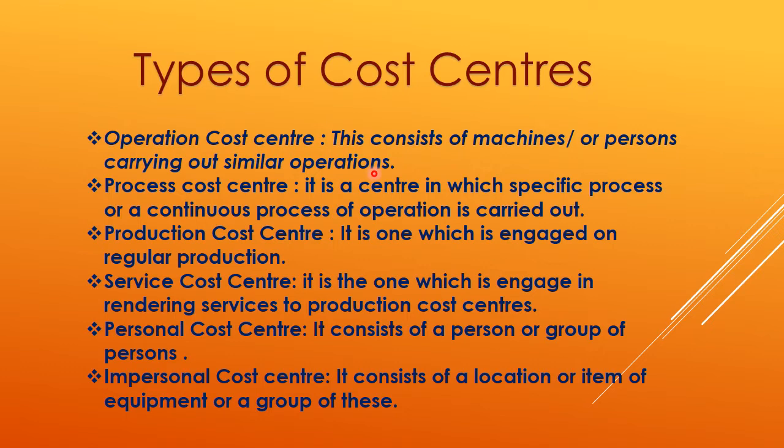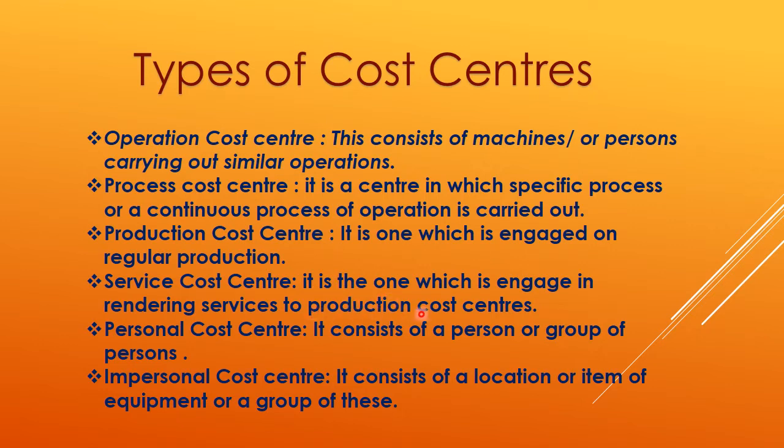Process cost center: it is a center in which a specific process or a continuous process of operation is carried out. To convert a raw material, in some industries they need two or more processes to be completed, so each process will be taken as a cost center. Production cost center: it is one which is engaged in regular production. Then service cost center: it is the one which is engaged in rendering services to production cost centers. So these service cost centers give services to the production cost centers.